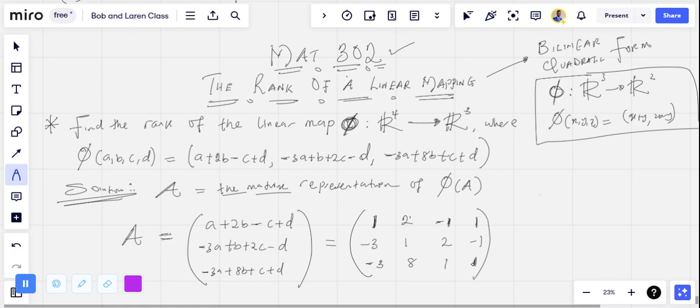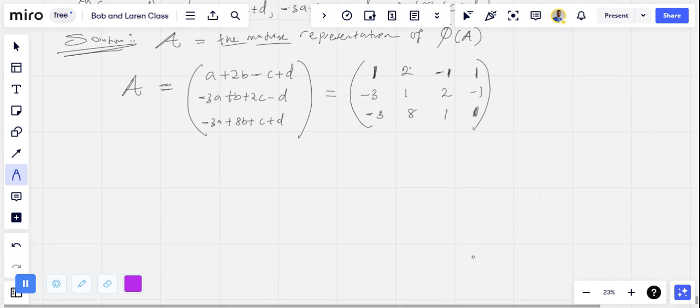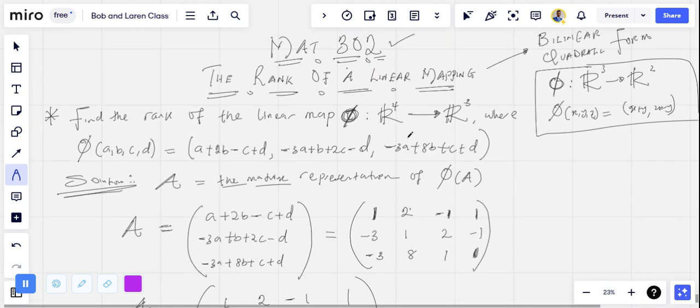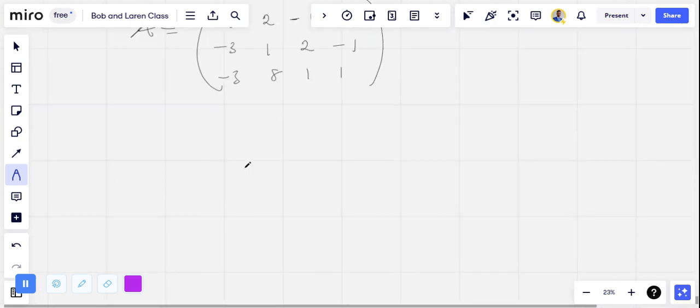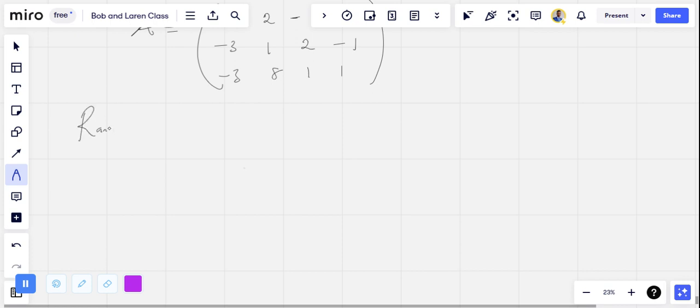Now this is what we have. Since we have gotten our A as 1, 2, minus 1, 1, then minus 3, 1, 2, minus 1, then minus 3, 8, 1, 1, we now need to find the rank of that matrix. That's all. Find the rank of the linear map. Before you can find the rank of the linear map, you need to find the matrix representation for the linear map, such that you now end up finding the rank of that matrix representation. So now let's look for the rank of matrix A.